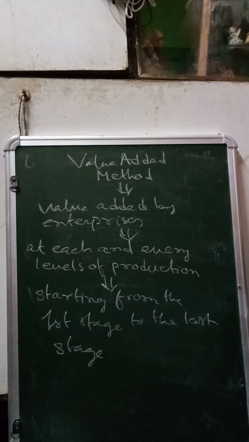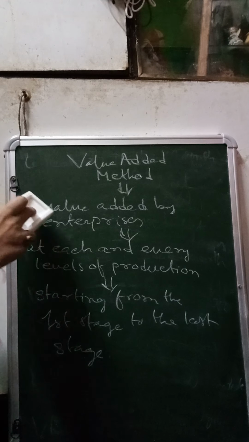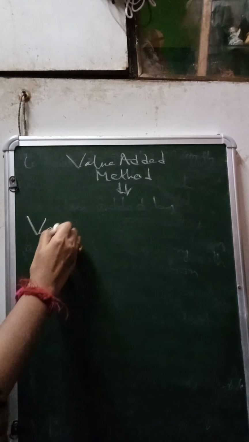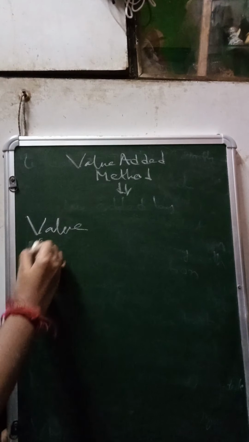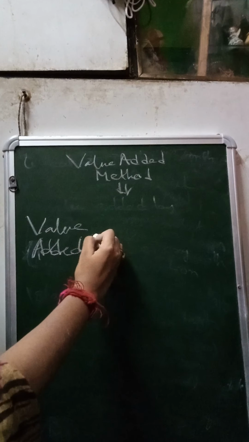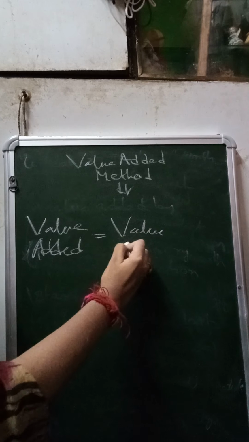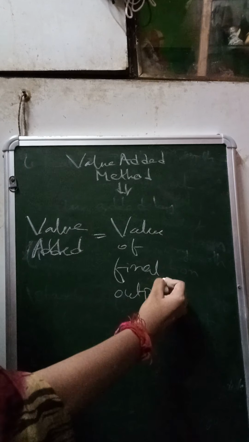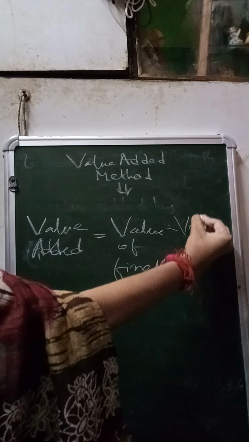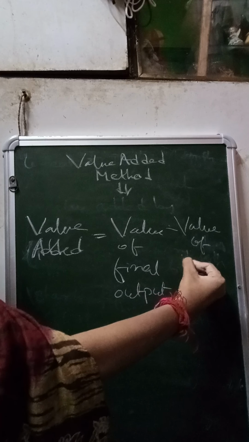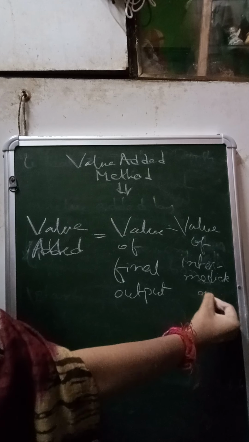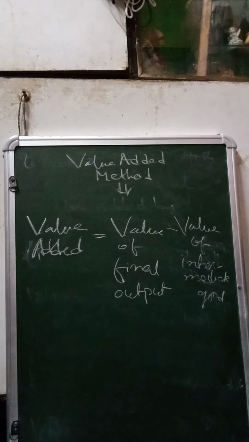If I look into the formula of the value added method, then it will be: value added is equal to value of final output minus value of intermediate goods.